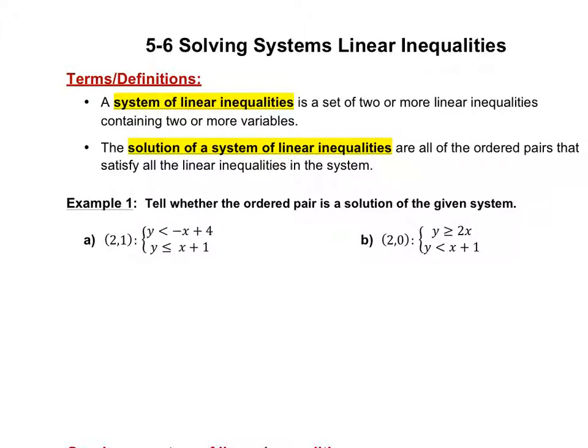This is 5-6, solving systems of linear inequalities. So just like we did with systems of equations, it says to tell whether the ordered pair is a solution of the given system. So we're going to plug in the 2 and the 1 into the x and the y. And we're going to solve both of these and see.